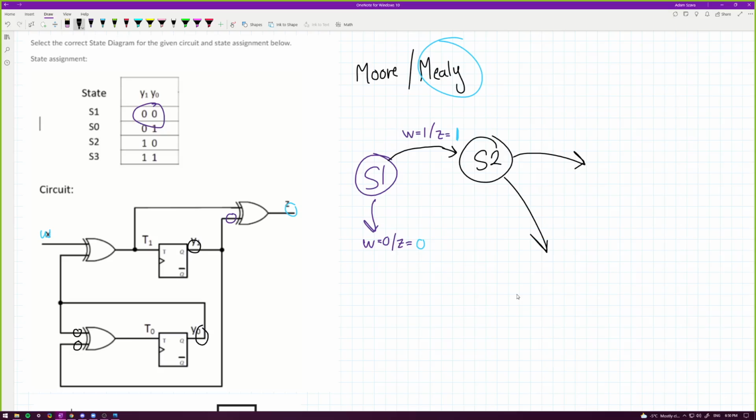We're assuming present state is equal to 0, 0. And so if W is equal to 0, then this is 0, this is 0, this is 0. Maybe I'll set these to blue. So that means this is 0 here, and this is 0 here, 0 here. So we're just going to stay in the same state. It looks like we're just going to stay in the same state because the input to both of these is 0, so it's not going to toggle.